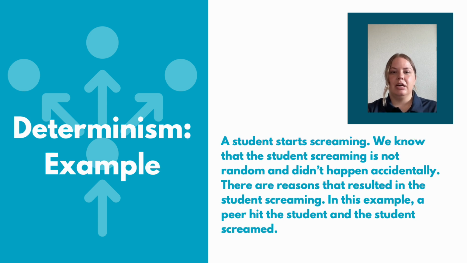For example, a student starts screaming. We know that the student screaming is not random and didn't happen accidentally. There are reasons that resulted in the student screaming. In this example, let's say the peer hit a student and the student starts screaming. We see that through determinism, we assume that the universe is a lawful and orderly place and things aren't happening randomly and accidentally.